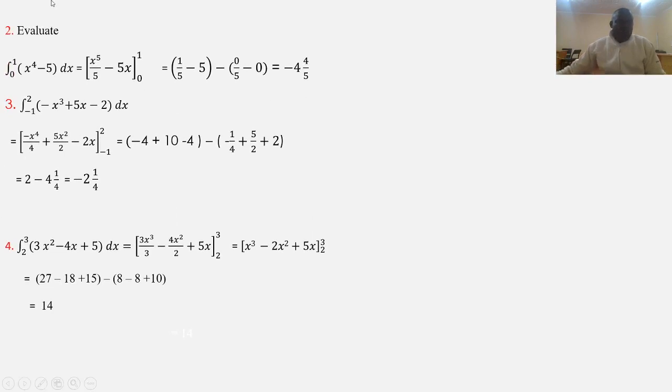Now, example number 2: we evaluate the integral from 0 to 1 of x cubed, x power 4 minus 5, with respect to x. So you put them into square brackets with limits 1, 0. If you integrate, it becomes x power 5 over 5 minus 5x, because 5 is x power of 1 over 1, which remains as 5x.